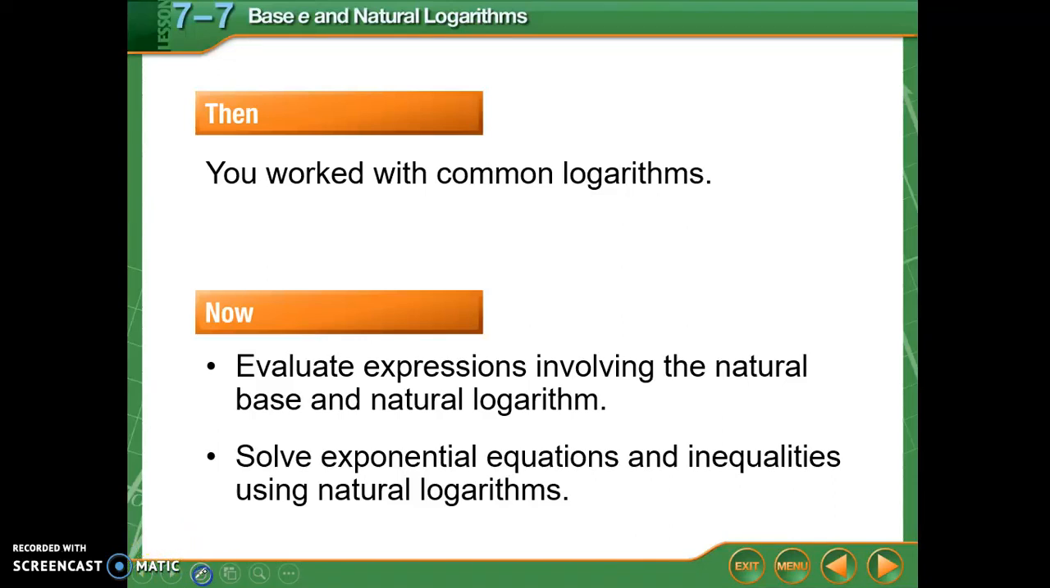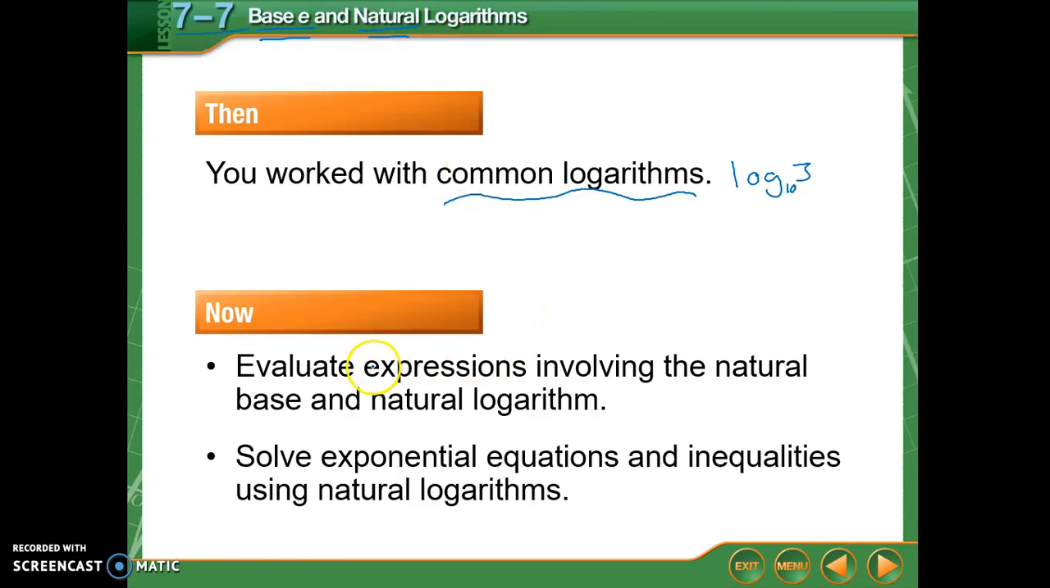Okay, this section is section 7.7, and this time we are talking about something called the base e and natural logarithms. In the last section we talked about common logarithms, and we talked about how a common logarithm is written without the base, even though we know that there's a base 10 there. Today we're going to talk about another frequently occurring logarithm, which is called the natural logarithm.